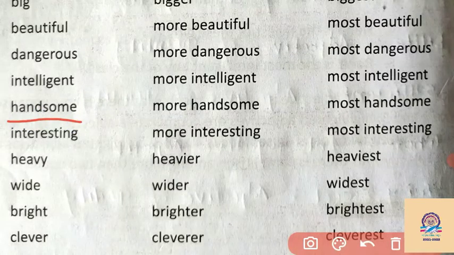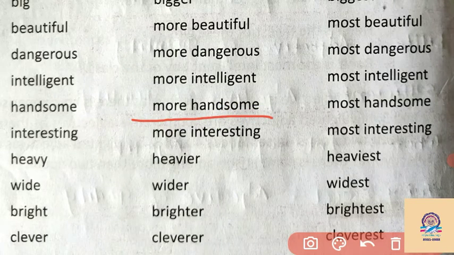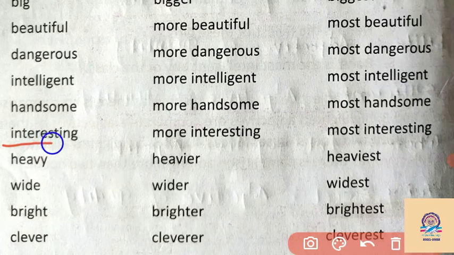So with two syllables, we have to add more for the comparative, more handsome, and most for the superlative here. Then interesting also has two syllables, so we have to add more interesting and most interesting here. Then heavy, the last letter is y, so we have to remove y.